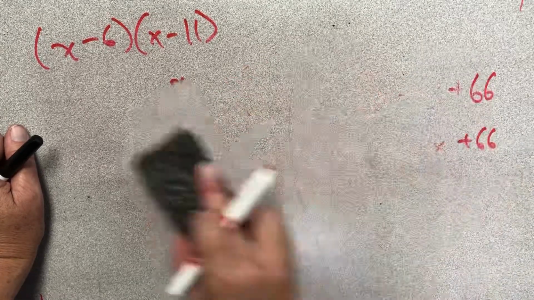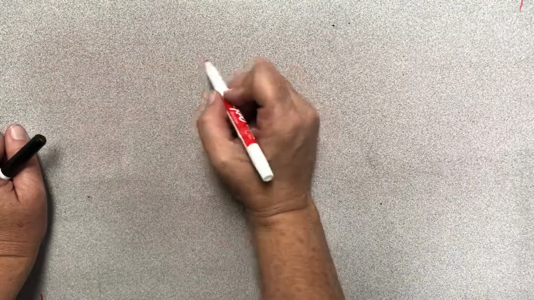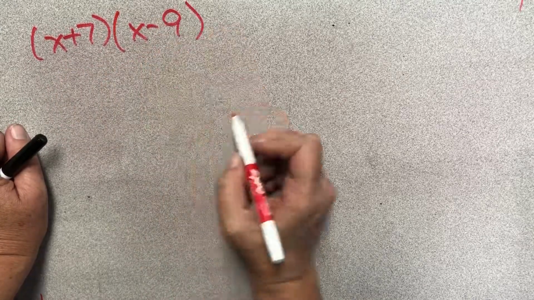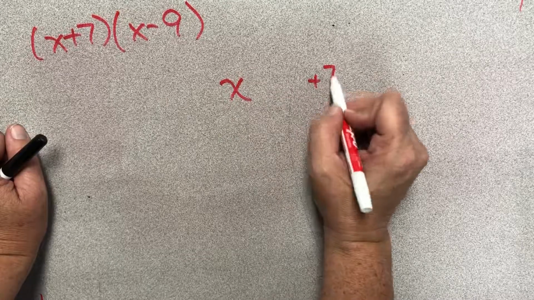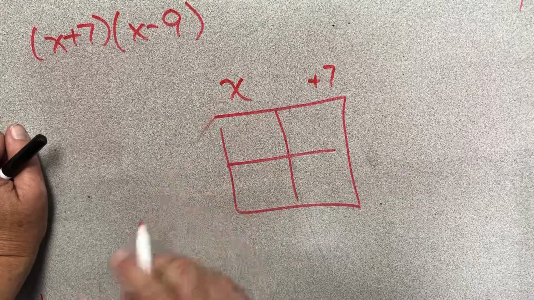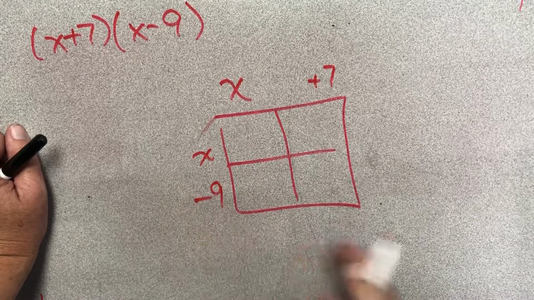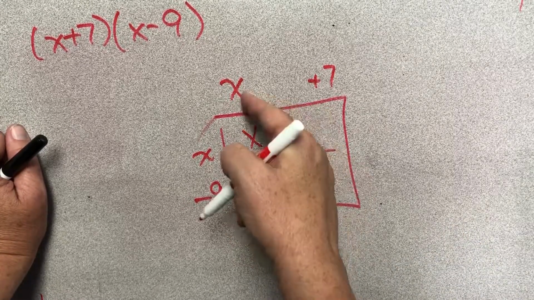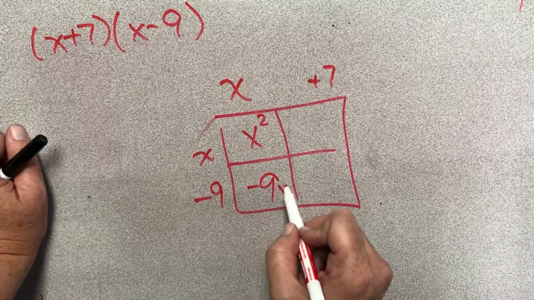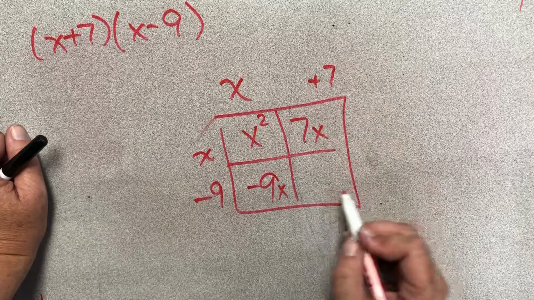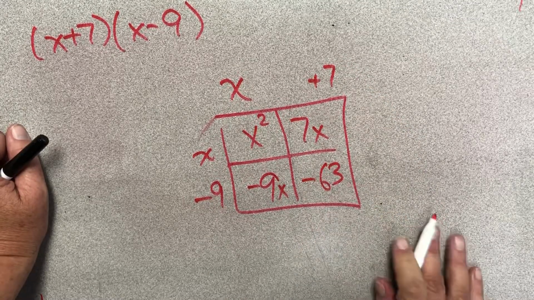So do the next one, try to do it without me, and then turn the video back on and see if you followed the correct procedure. It's x plus 7 times x minus 9. x and plus 7 is going to go on top of my box, and x and negative 9 on the side. So x times x, x squared, x times negative 9, negative 9x, x times 7, 7x, negative 9 times positive 7, negative 63.